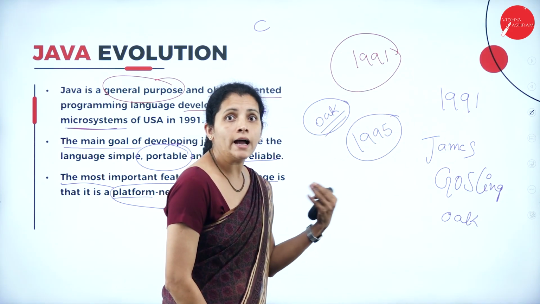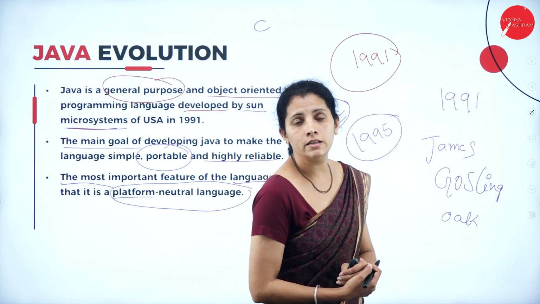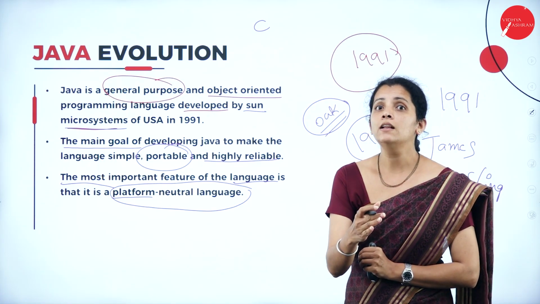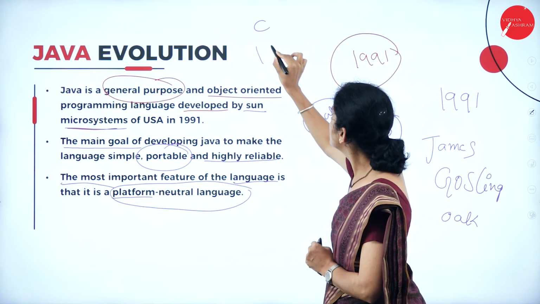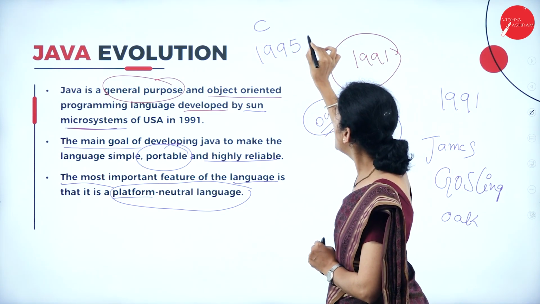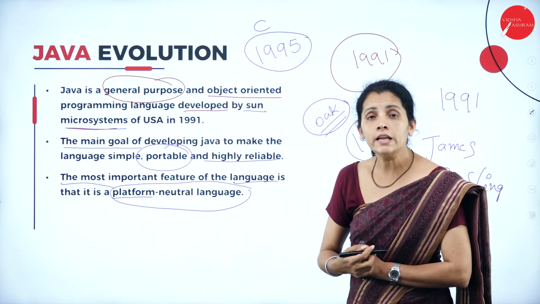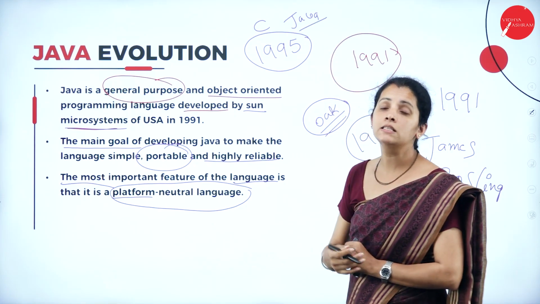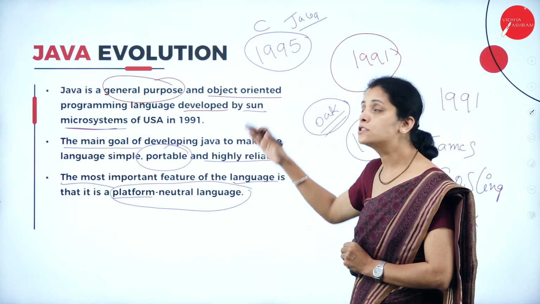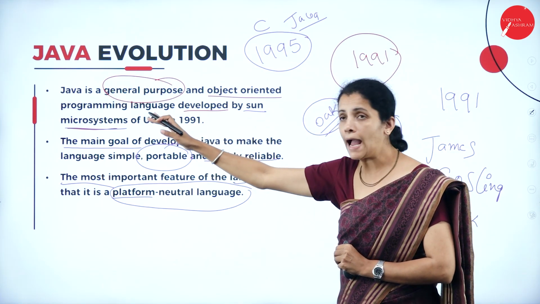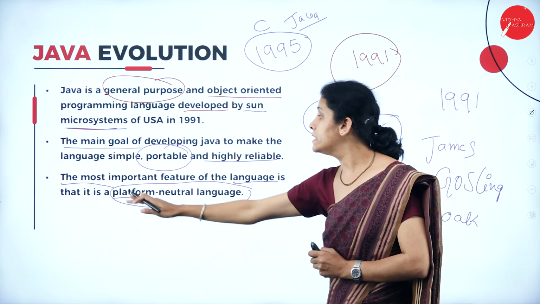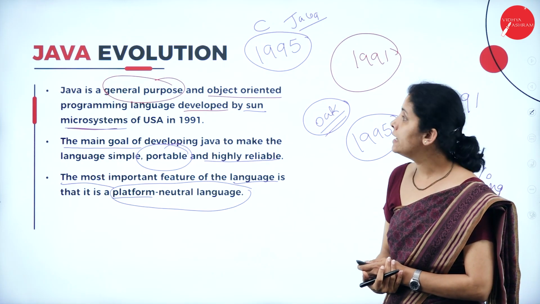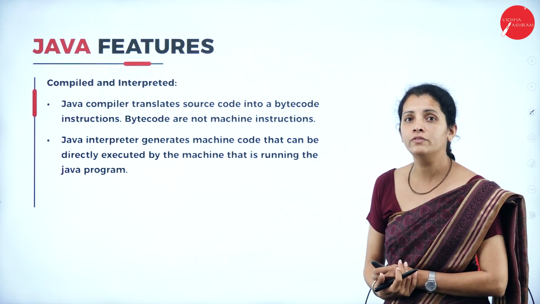Now, what are the other points you have to remember here? That it was incorporated by the Oracle Corporation in the year 1995, and it was renamed Java. So here Java is a general purpose as well as object oriented programming language, and it is also called by the name platform neutral language. Now, dear student, let me explain the features of Java.